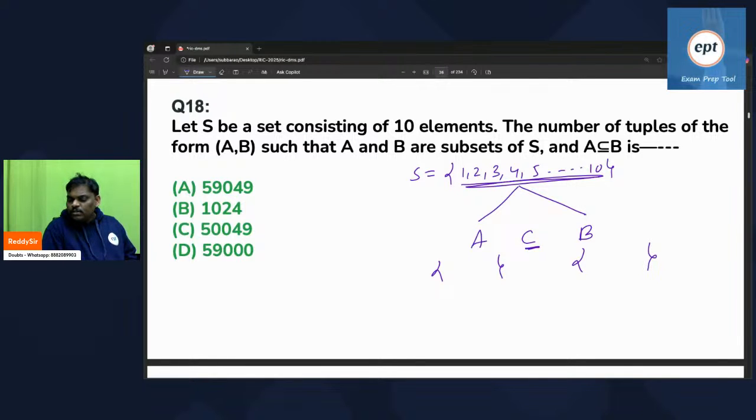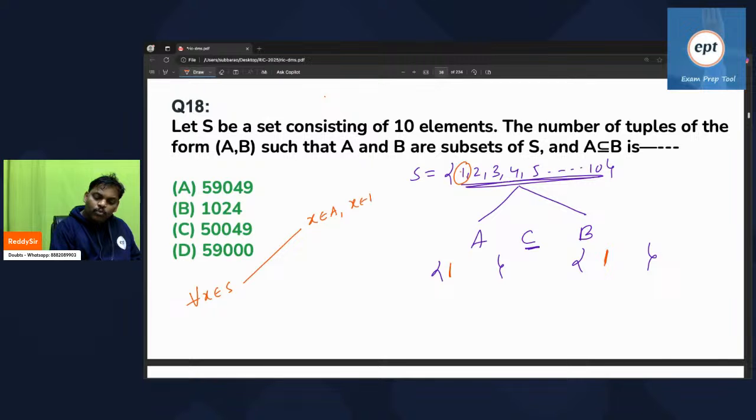If you take any element, take the first element, that element may be there in both the groups. That is one possibility. For all x belonging to S, x belongs to the A group also and x belongs to the B group also. Then 1 is a subset or equal to 1, perfect.